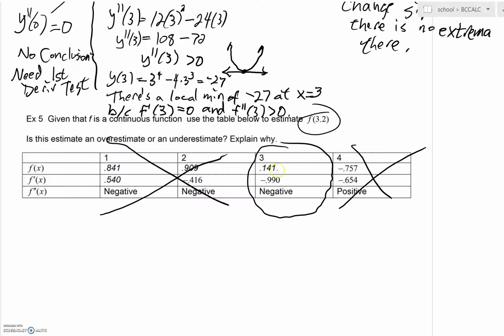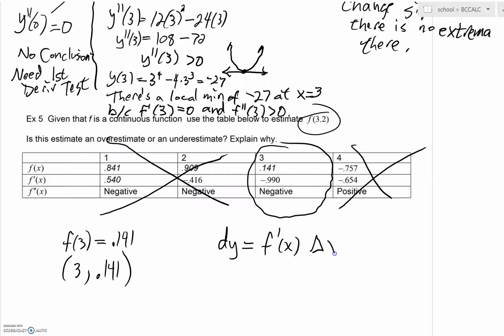We can say that we have the point, f of 3, that's going to be 0.141, or we've got the point 3 comma 0.141. That's where we're beginning. But we'd like to know what's happening at f of 3.2. And if this seems to ring a bell, if you're going to be thinking, my gosh, this looks so amazingly close to what we did in chapter 3, it is. We're going to use a differential.